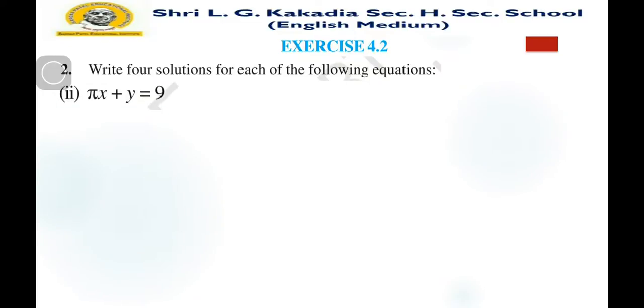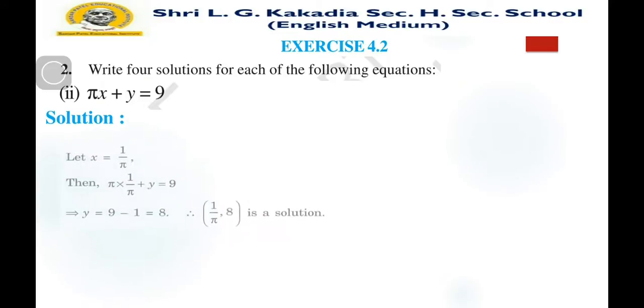Now take the equation pi x plus y is equal to 9. We are going to take a value of x, and then we can find the value of y. If you put the value of x here, then we can find the value of y. That pair of values x and y is a solution of the given linear equation.